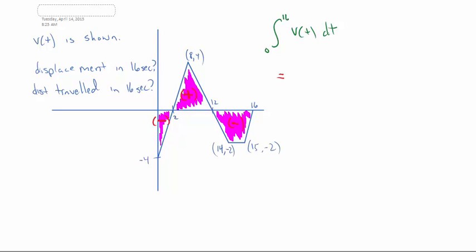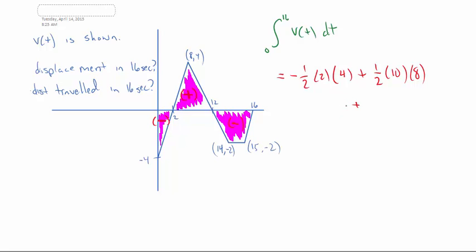So this first shape is a triangle. Area of a triangle is 1/2 times its base, which is 2, times its height, which is 4, and I want this area to be negative because it's below the x-axis. This would represent direction to the left, negative velocity times time, plus the area of this triangle, which has a base of 10 and a height of 8, and that area is positive. That distance traveled is in the positive direction.